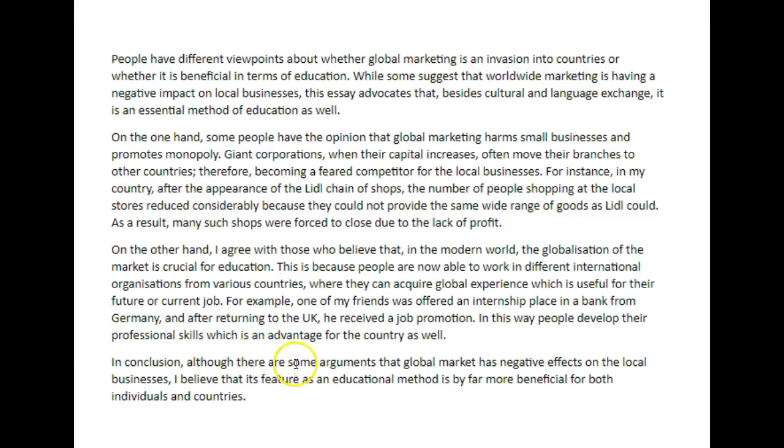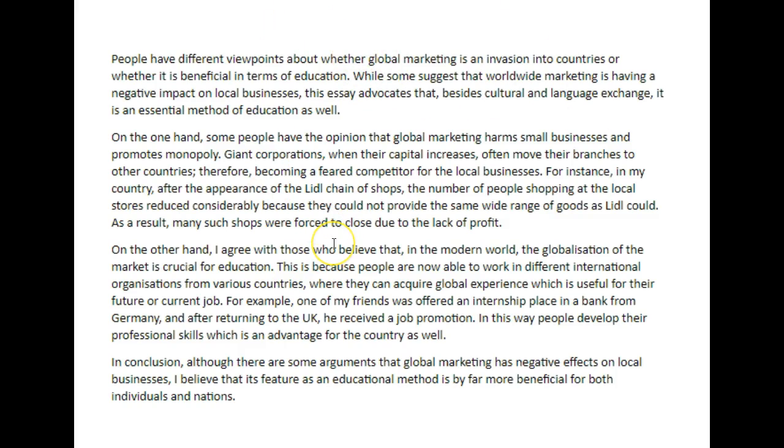In conclusion, although there are some arguments that global marketing has negative effects on local businesses, indefinite, I believe that its feature as an educational method is by far more beneficial for both individuals and nations, maybe. Just because it sounds better. It's not wrong. So your task response here needs a little bit of work, because I think we just didn't quite understand that this question was asking about global marketing, in that global marketing is international advertising.